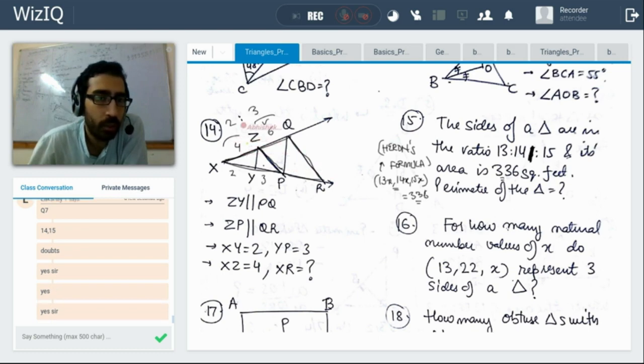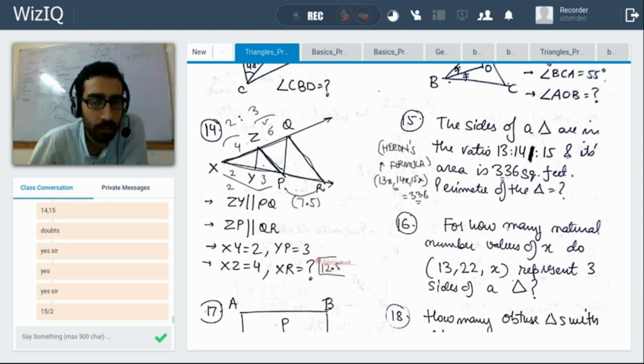And what will be the ratio again? 2:3. So XP is to PR will again be in the ratio 2:3. So if XP which is equal to 5, if this is equal to 2 parts, PR comes out to be 7.5. And thus XR comes out to be 5 plus 7.5, 12.5. Yeah, 15/2. Is this clear? Let me know what other doubts you had.